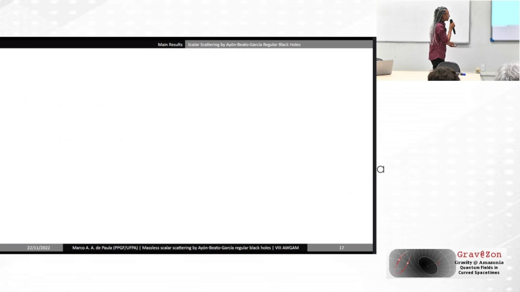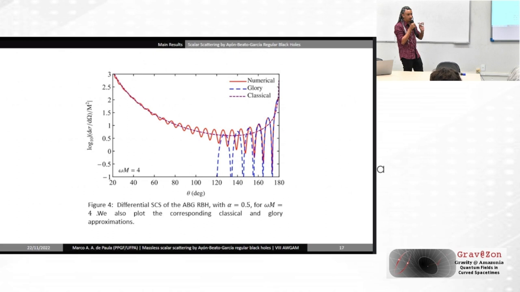So now let's present some results. The idea of this figure here is just to show that our results are consistent with the analytic approximations. Our numerical results are given by this red curve here, which is the differential scattering cross section of the ABG regular black hole for alpha equals 0.5 and omega equals 4.